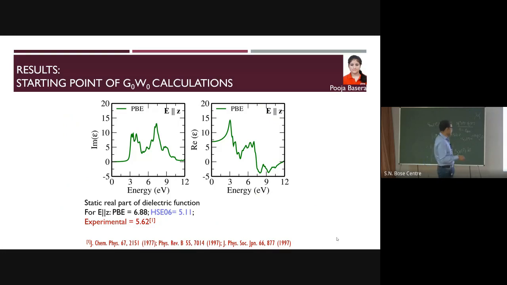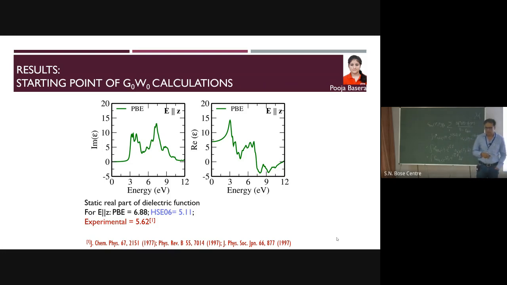Now you see, the static real part of the dielectric function for pristine TiO2 has an experimental value of 5.62. If you calculate it with PBE, it comes out as 6.88. If you calculate with HSE, it is 5.1.